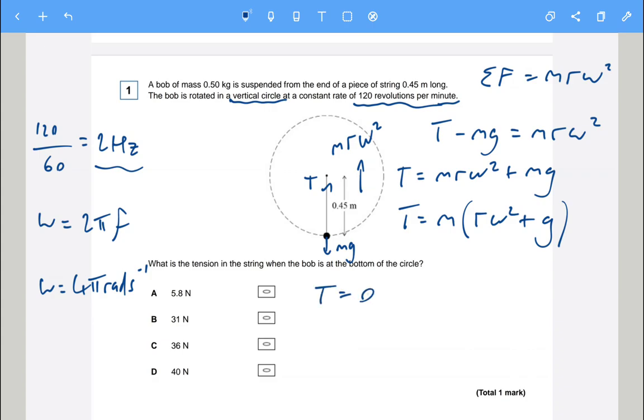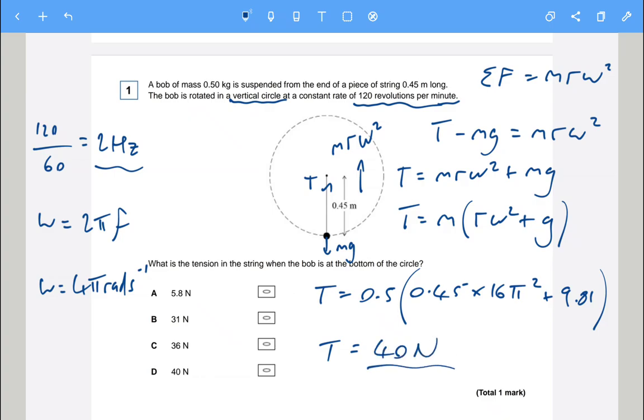So the mass is 0.5, brackets, so radius is 0.45, times omega squared. Omega is 4π, so omega squared would be 4 squared is 16, so 16π², plus gravitational field strength, which is obviously 9.81. Close that up, put that in your calculator. And that should give you 40.4 newtons, which is two significant figures, 40 newtons, so that would be an answer of D. So hopefully that one's okay.